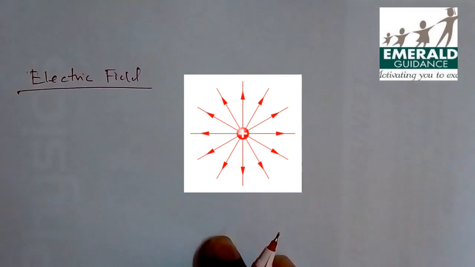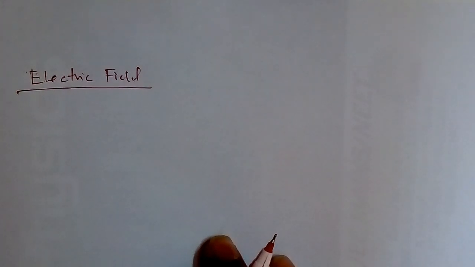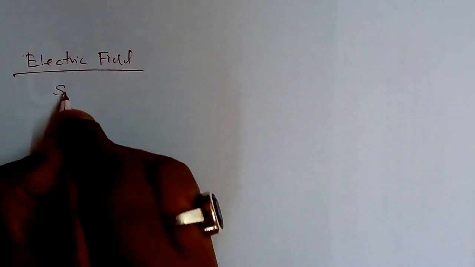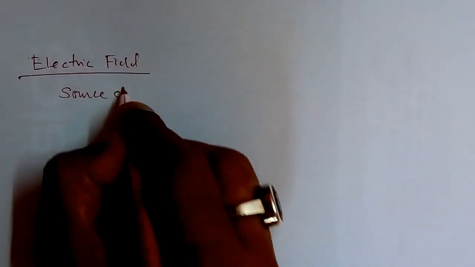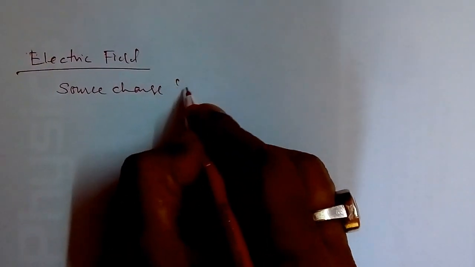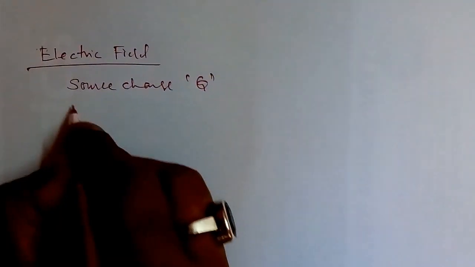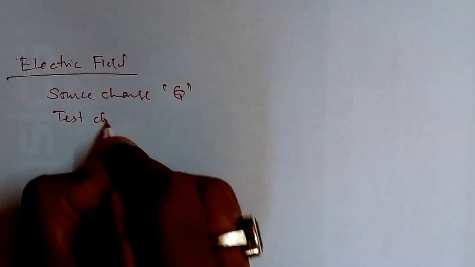In order to understand electric field, we must first define source charge and test charge. So what is a source charge and what is a test charge? Source charge is something which produces an electric field, and test charge is something which experiences an electric field due to a source charge. So we can indicate source charge with the letter capital Q and test charge with the letter small q.